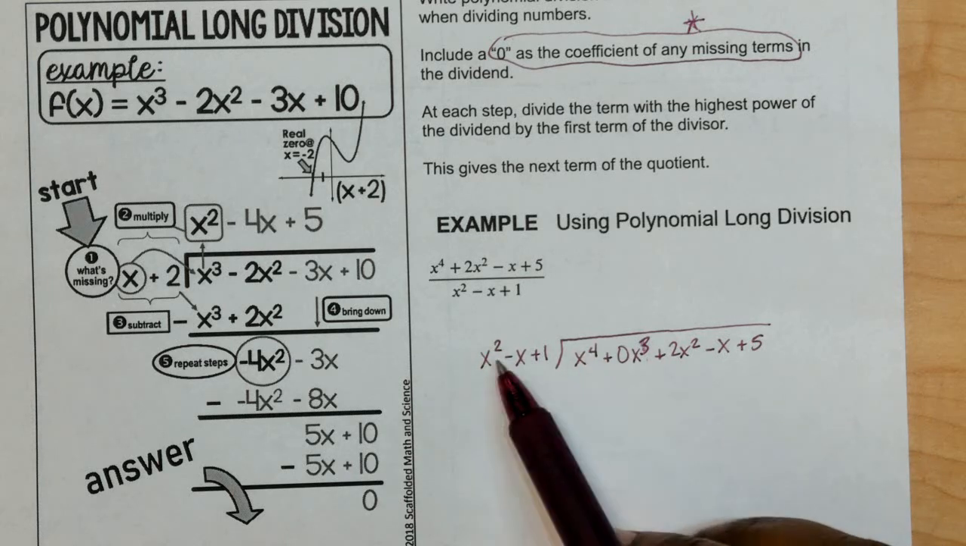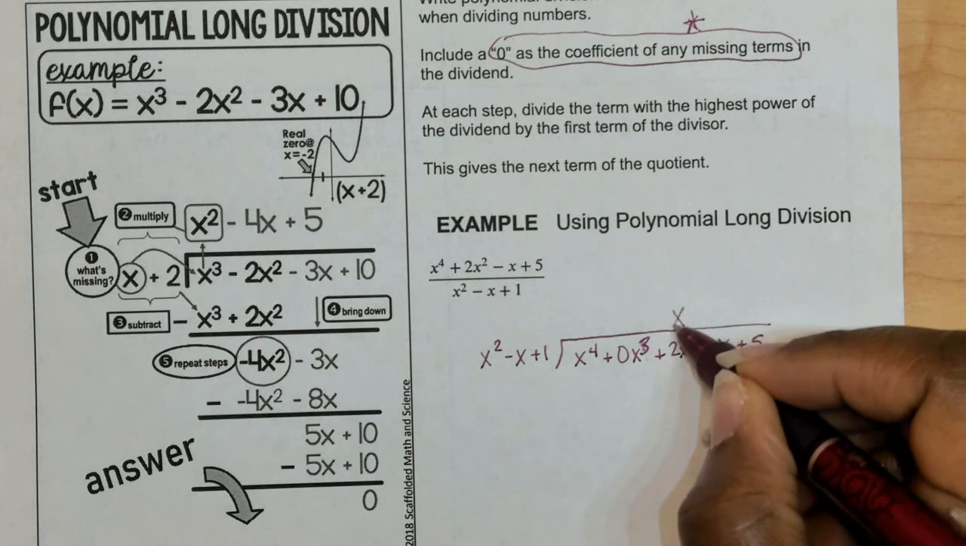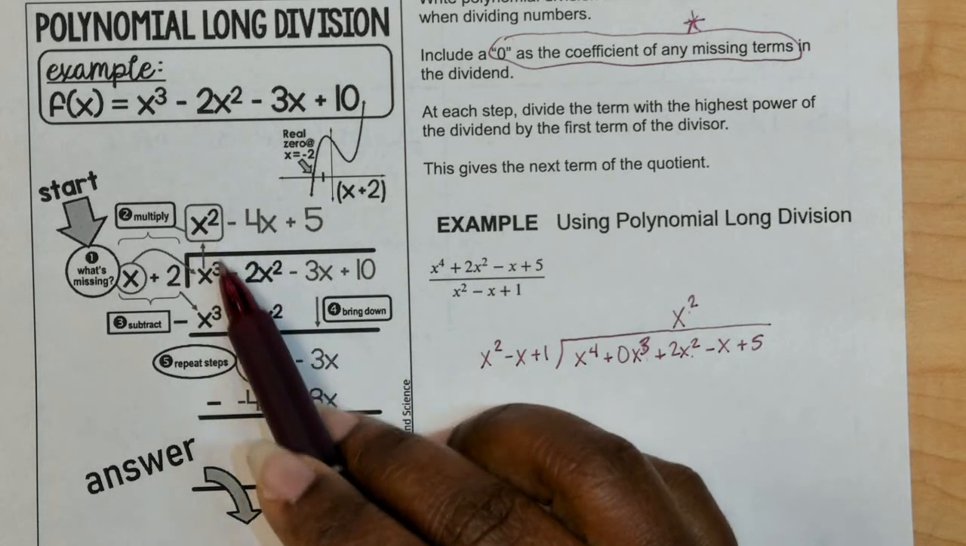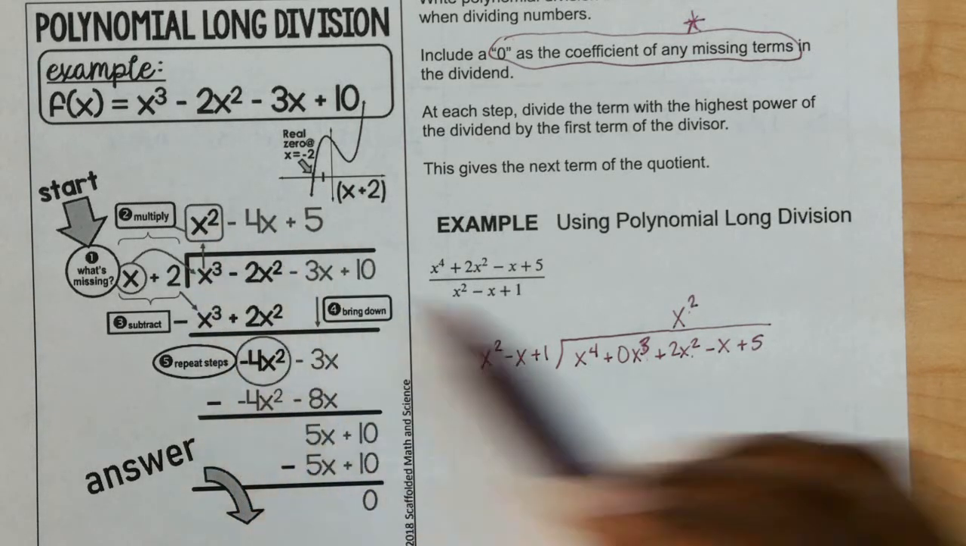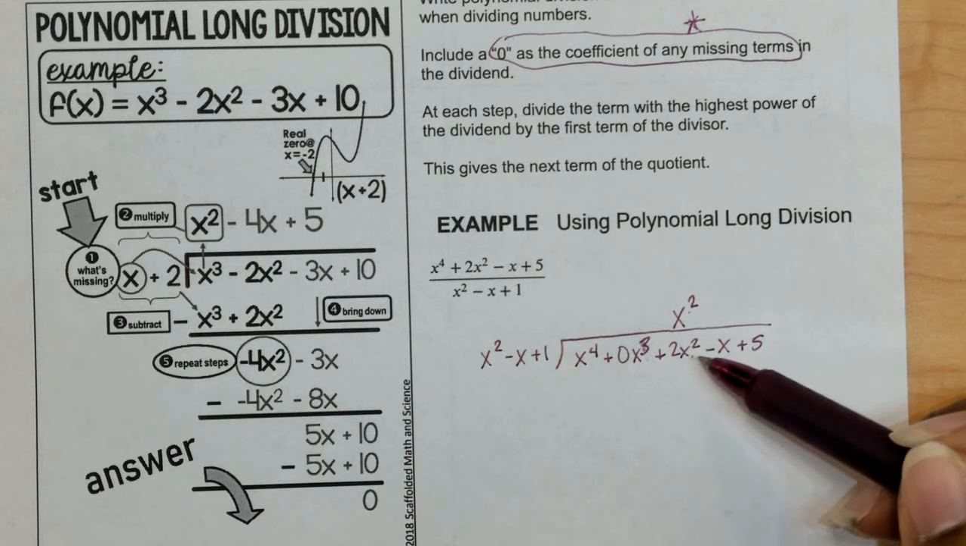What is x to the 4th divided by x squared? Well, the answer is x squared. So I'm going to bring that over here. Alright, I'm going to line it up with the terms. Unlike this problem, I wouldn't have done it this way. I would have shifted it down. But here, I'm going to just line it up with the term that I have in the dividend.